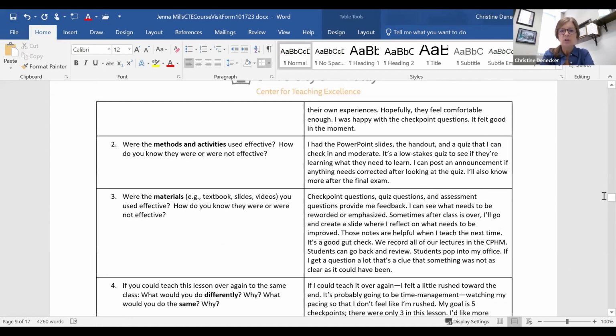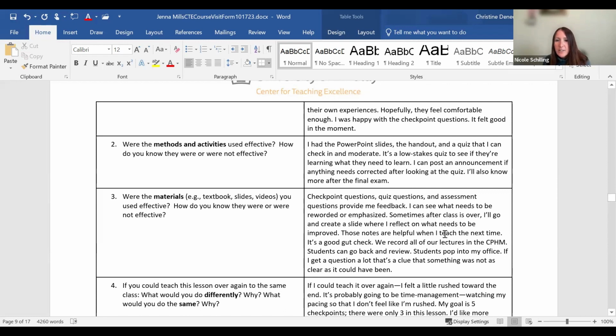Materials: were the materials you used effective? So she has checkpoint questions, quiz, assessment. I can see what needs to be reworded or emphasized. Sometimes after class is over, I'll go and create a slide. That's good reflection, right? Good reflection. So let's put that on 4A, right? Yep.